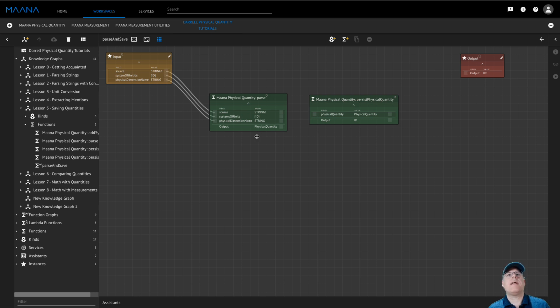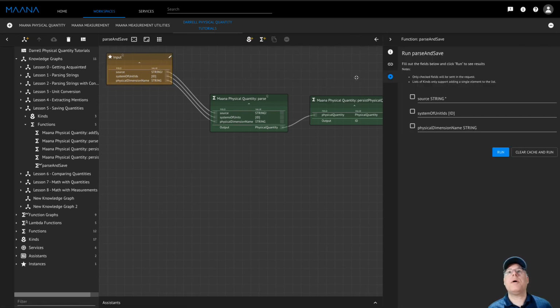Now, the last thing that I need to do here is save the physical quantities that were parsed into kind2b. And because those units of measure might include ratios or products of units that I have not previously saved in kind2b, I'm going to go ahead and use the persist physical quantity function to save all of the structure all at the same time. Right, now I've connected that together, and we can go ahead and run that. To test our function, I'm going to parse and save a very simple physical quantity.